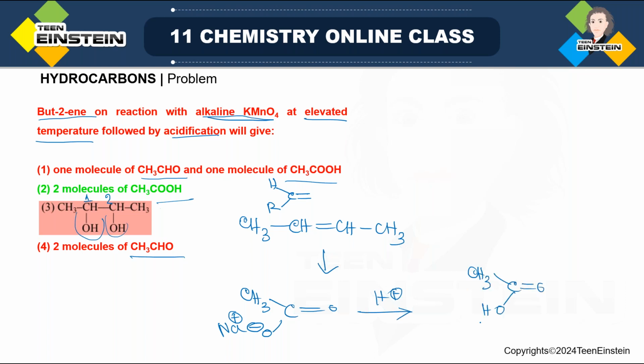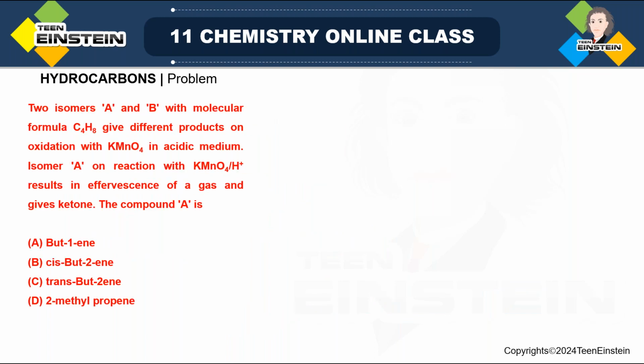So that is the purpose of using the second step, which is acidification, right? So 2 molecules of acetic acid you will get. Option 2 will be the correct option. Next question. 2 isomers A and B.